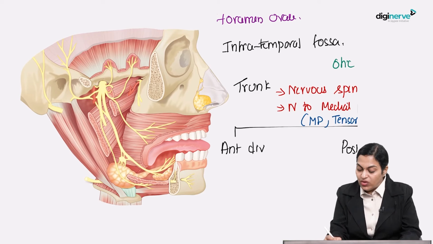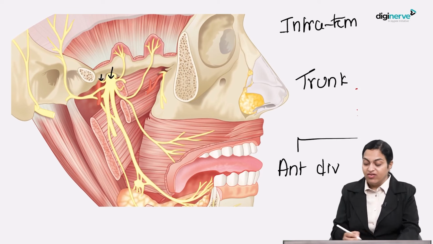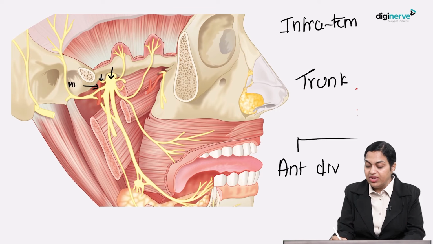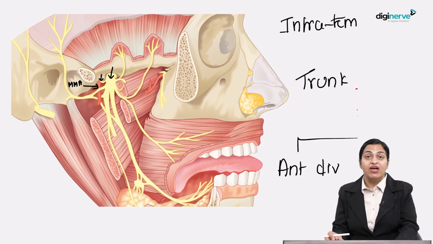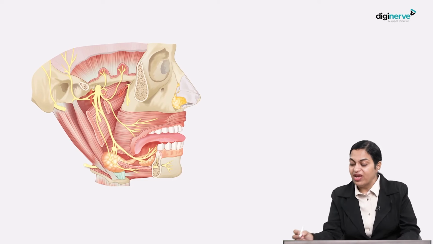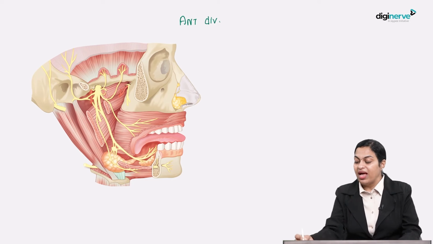And tensor veli palatini is a muscle of the soft palate, right? So here you can see the trunk of the mandibular nerve. This nerve, right, is the nervus spinosum. The nervus spinosum and the middle meningeal artery pass through the foramen spinosum, right? Now, let us see the branches coming from the anterior division of the mandibular nerve.